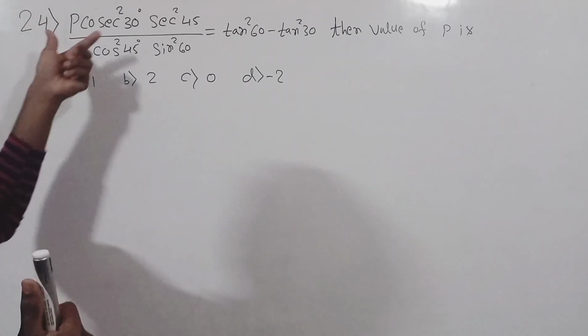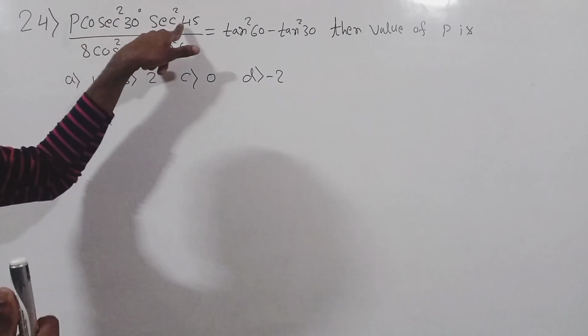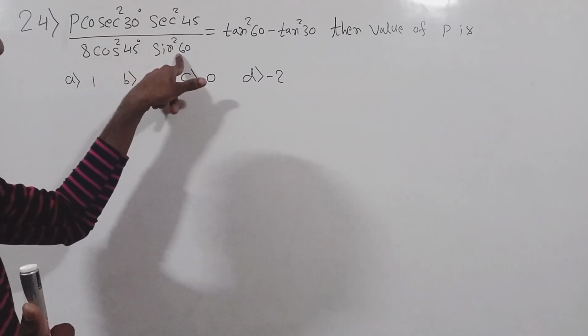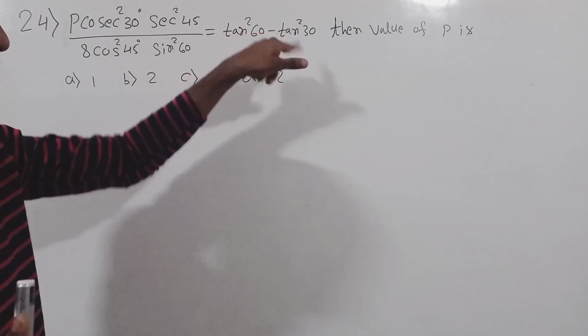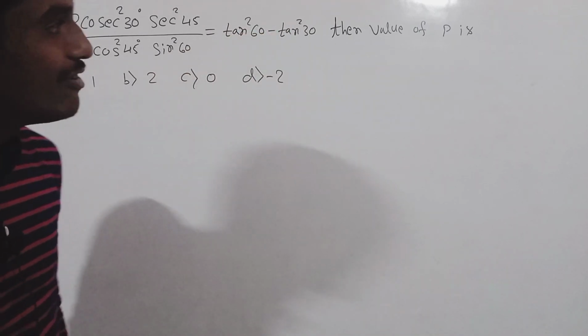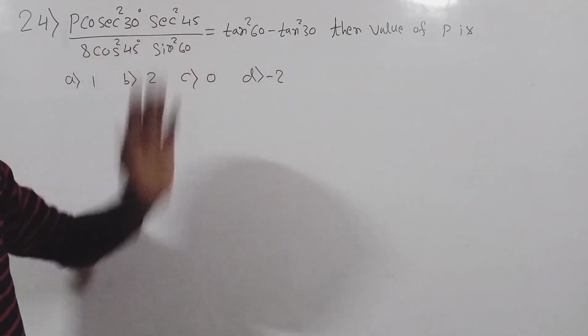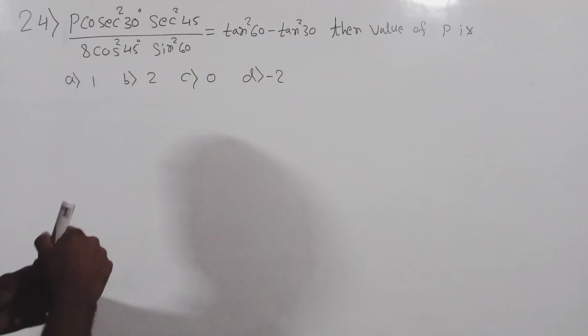Here the question is P cosecant square 30 secant square 45 divided by 8 cos square 45 into sin square 30 equals tan square 60 minus tan square 30. We need to find the value of P. We know all the values. We just substitute and we get the answer.